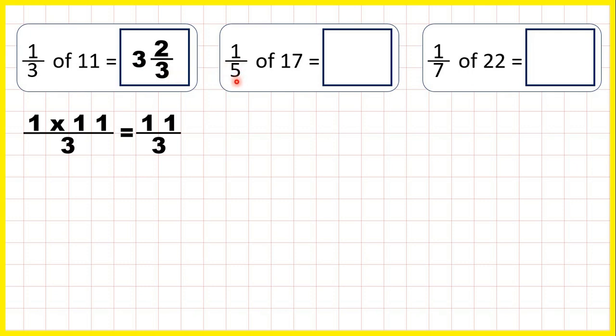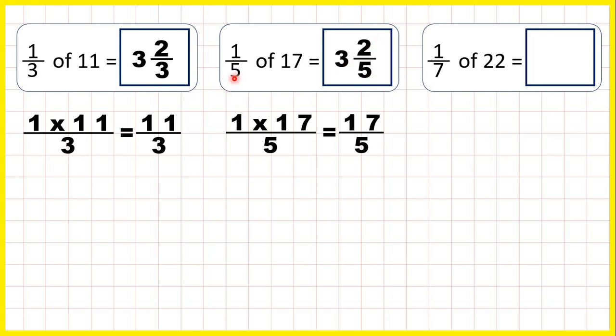Now for 1/5 of 17, we can write the question out as 1 times 17 over 5, so that's 17 over 5, and we need to divide to get our mixed number. 17 divided by 5 is 3 remainder 2, so 3 is our whole number, the remainder 2 is our numerator, and then the denominator stays the same, so 1/5 of 17 is 3 2/5.